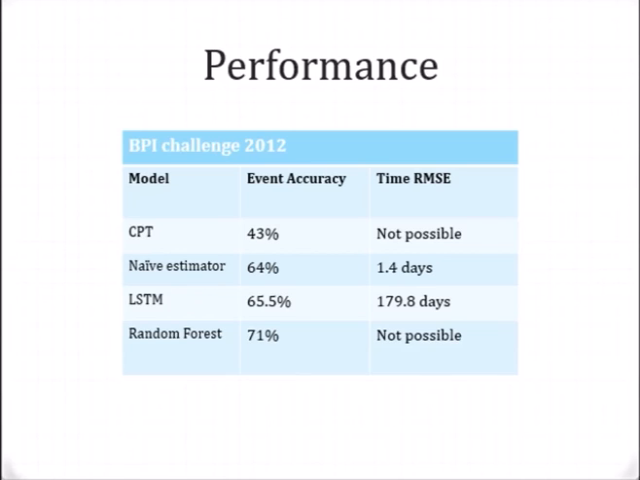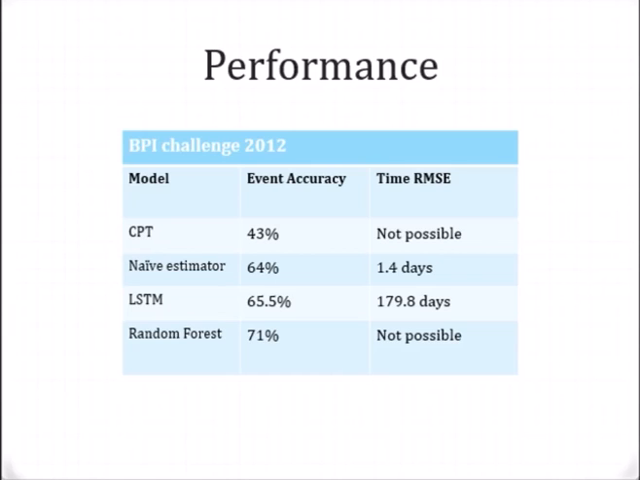This improved the accuracy immensely, reaching an accuracy of 43% on the no future test set, compared to its previous accuracy of 14.4%. The final naive estimator had an accuracy of 64%. It has an RMSE on the predicted time difference on the test set of 1.4 days.